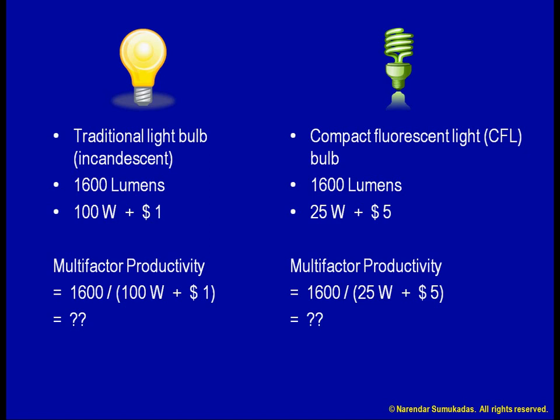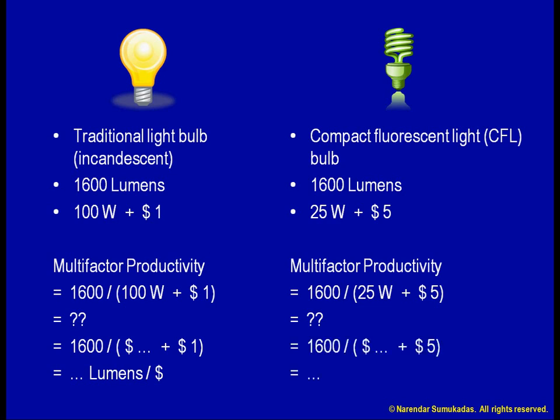So if I somehow convert the 100 watts to dollars, and the investment is already in dollars, I can add these up and come up with a productivity measure that tells me how many lumens of light I produce for every dollar of input. Now we have to keep in mind that the dollars for the electricity and the dollars for the investment are over the same period of time. Again, I can do a similar calculation for the CFL bulb, and compare these two processes and see which one is better overall.